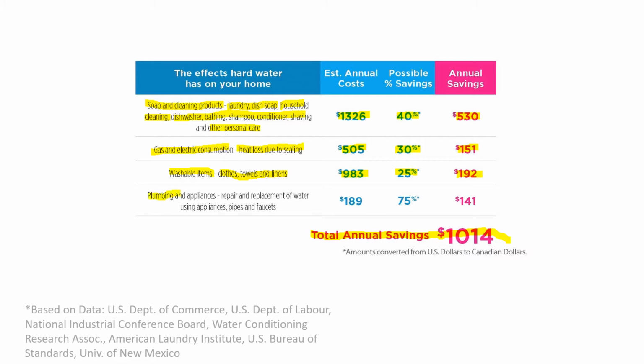And then of course there's plumbing and appliance repairs. Due to that scale buildup that happens in faucets and elements and appliances, you tend to have more service calls in terms of replacement. So that works out to about $189. So 75% of that could be saved, which works out to $141. So as you can see, putting a softener into your home is really the only appliance that is paying you back because of the potential savings that could be realized.